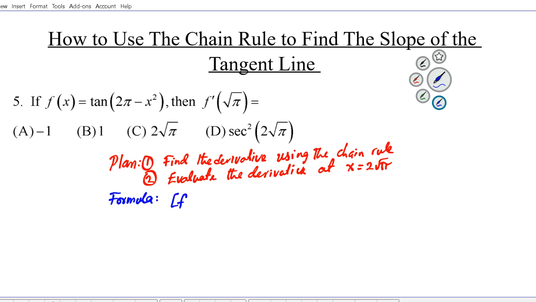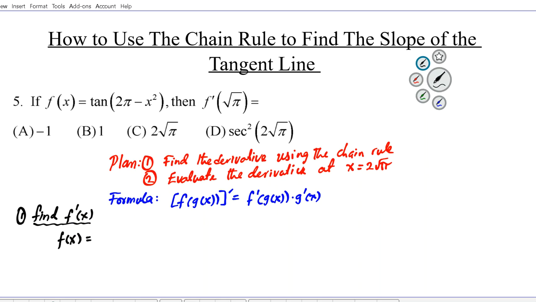So the derivative of a composite function like what we have here is the derivative of the outer function evaluated at the inner times the derivative of the inner function. Okay, all right, let's do this. So for part 1, we're going to find f prime of x using the chain rule. So we have f of x is equal to tan of 2 pi minus x squared. So we're going to decompose that.